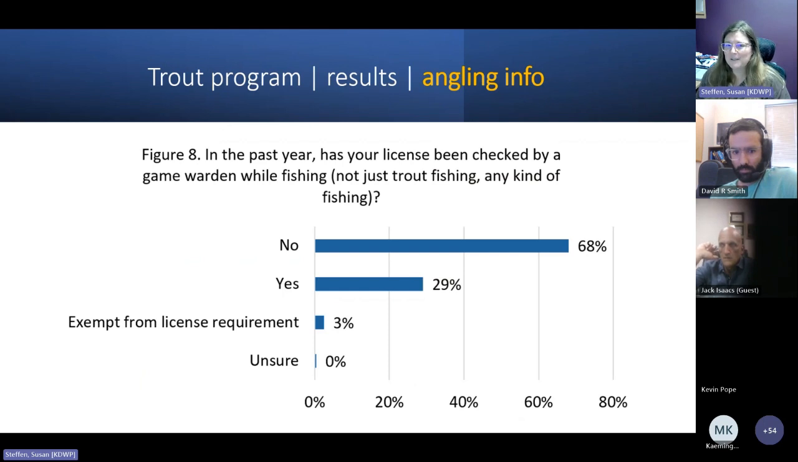Our field staff really wanted to know this question, if people were being checked by game wardens, not just trout fishing, but just, hey, has a game warden checked you before? And this really surprised a lot of people. I was a little surprised it was that high, but they were thinking it was close to something like 0%. In reality, it's closer to 29%.